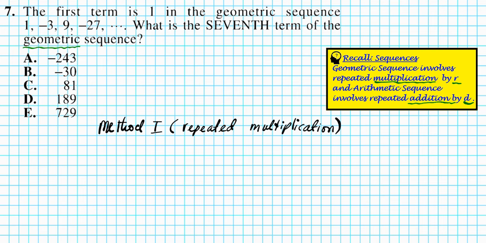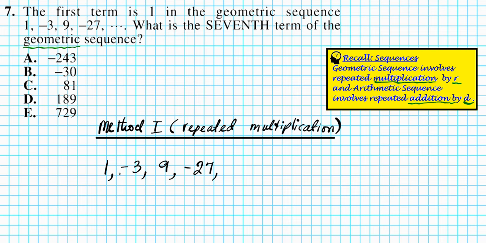So the repeated multiplication method is as follows. We have the first four terms of the geometric sequence: 1, -3, 9, -27. So this is 1, 2, 3, 4. We need the seventh. So we need 5, 6, 7. So this is our target right here.